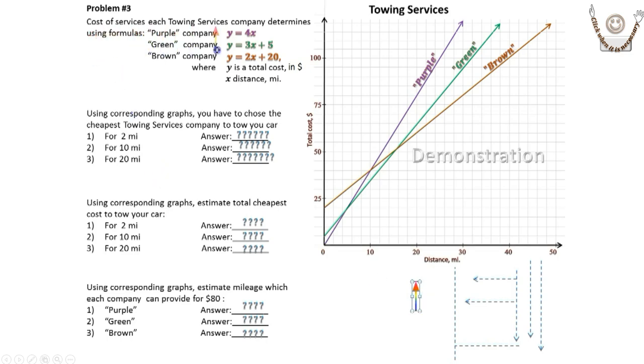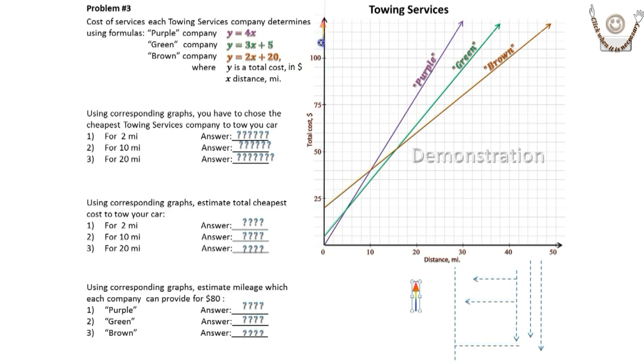Let's read. Cost of service each towing company determines using formula: purple company y equal 4x, green company y equal 3x and positive 5, brown company y equal 2x and positive 20, where y is the total cost in dollars, x is the distance in miles. Let's look what we have on x-axis. On x-axis we have distance in miles, but we have to pay attention to scale. From 0 to 10 we have 1, 2, 3, 4, 5 cells. So each cell would be 2 units.